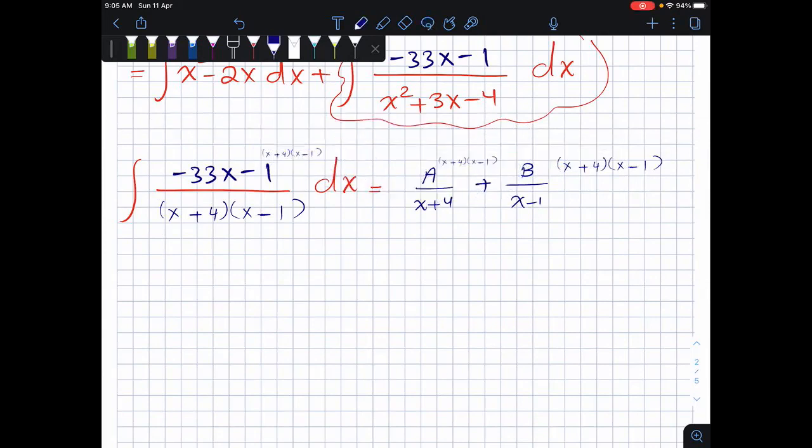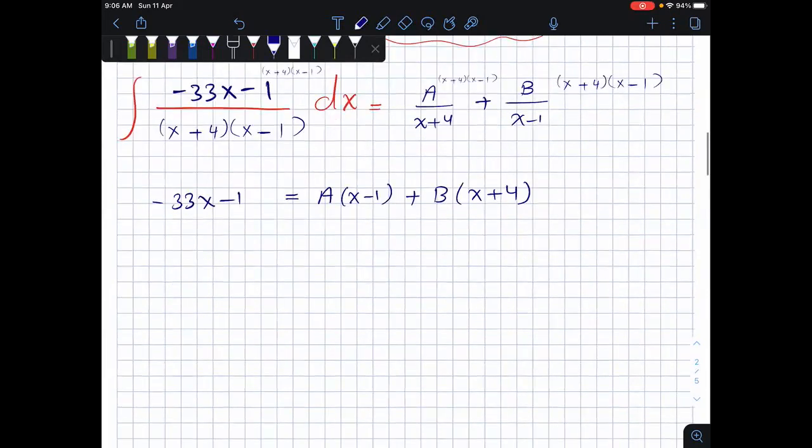Okay, so when you multiply it, we get -33x minus 1 is equal to a times x minus 1 plus b times x plus 4. Then let x equal 1 once, and x equal -4 another time.